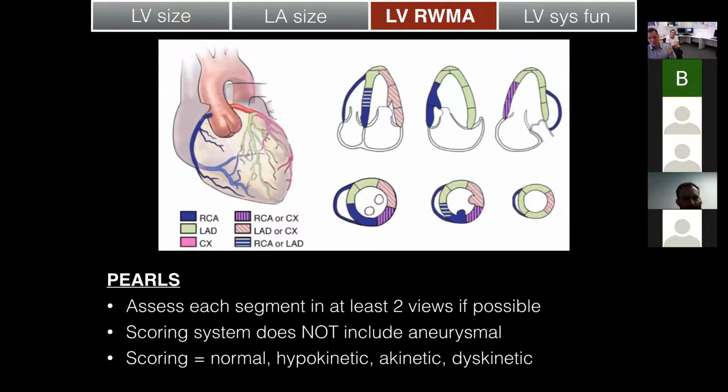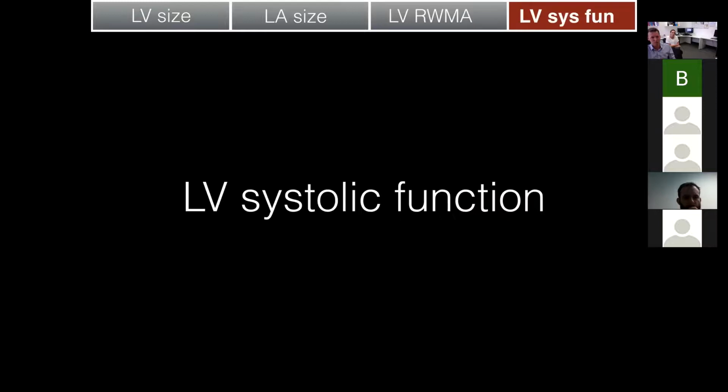Our scoring system is normal, hypokinetic, akinetic, and dyskinetic. They took out aneurysmal in the last set of the guidelines. So normal is thickening greater than 50%. Hypokinetic is thickening but less than 50%. Akinetic is no thickening. Dyskinetic is movement away during systole. Okay, so moving in the wrong direction during systole.